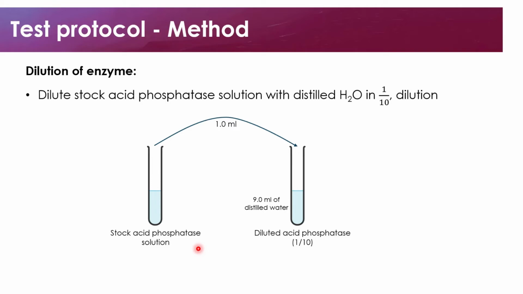So the next protocol is the dilution of our enzyme. To do this, we dilute our stock acid phosphatase solution with distilled water in a 1 in 10 dilution. We pick 1 mL of our stock acid phosphatase and add to 9 mL of distilled water.